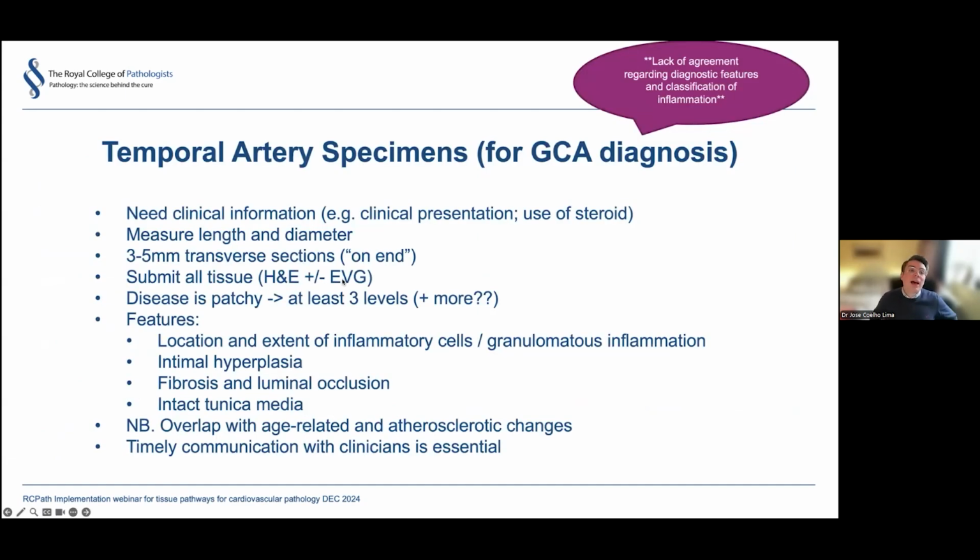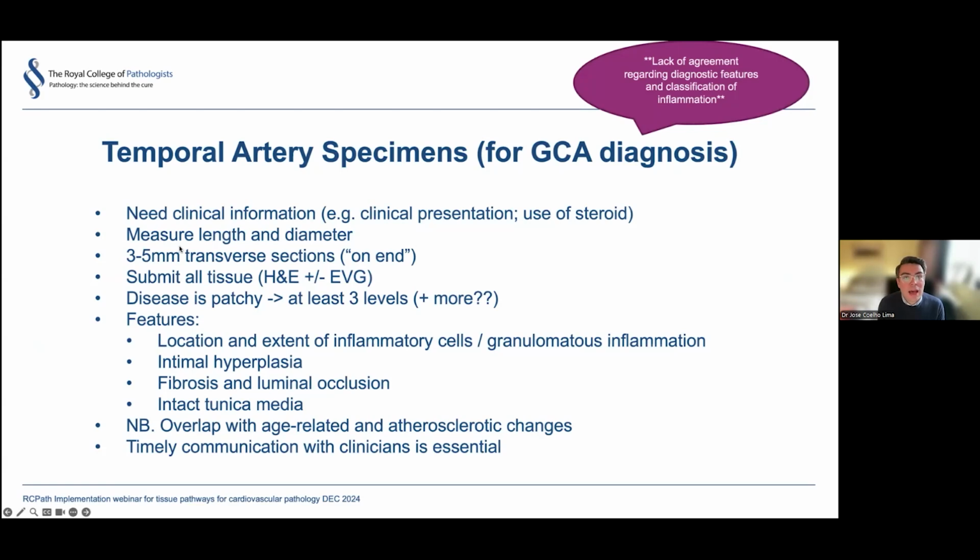The next section is about temporal artery specimens for the diagnosis of giant cell arteritis. We highlight in the guidelines that there is a lack of agreement regarding diagnostic features and classification of inflammation in this context. But one needs to consider the clinical information that is provided. So what is the clinical presentation? Has the patient been started already with steroid for suspected GCA? Because that, of course, can have an impact on what you're going to see down the microscope.